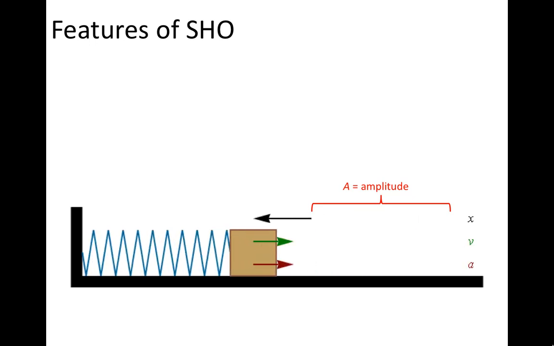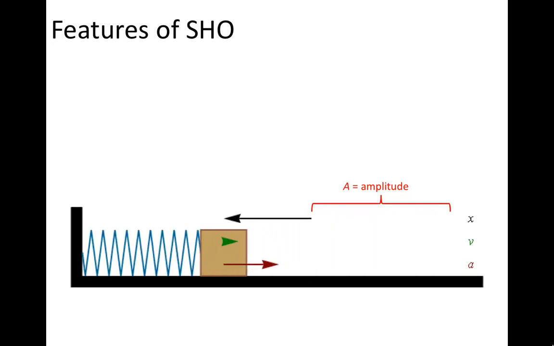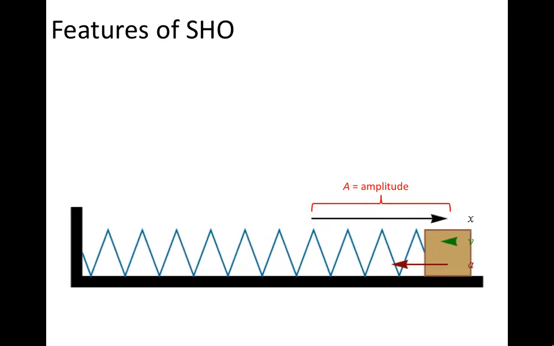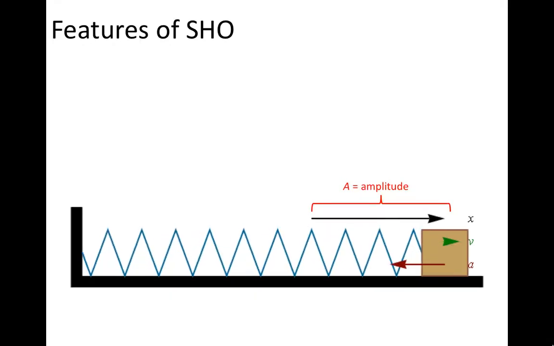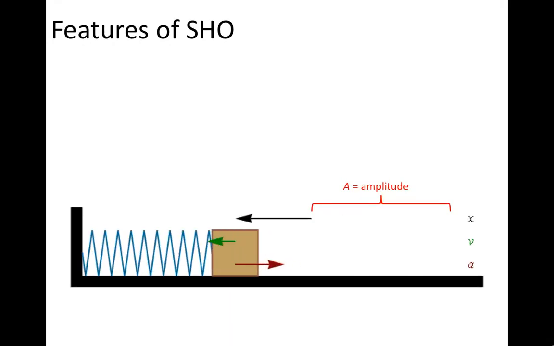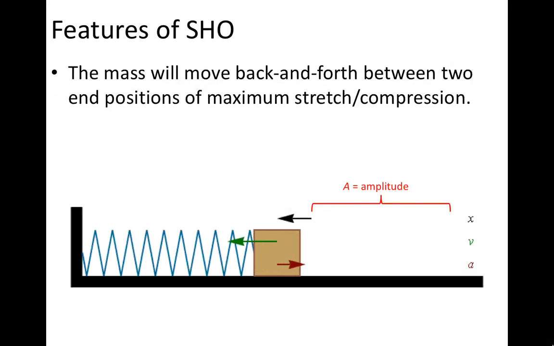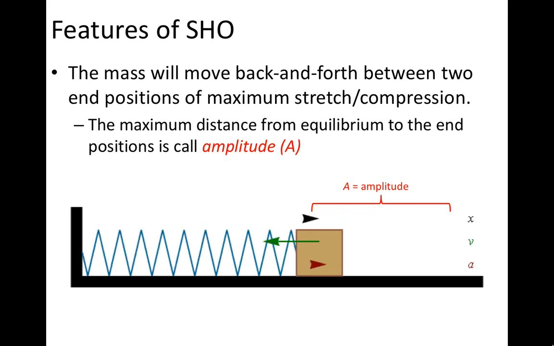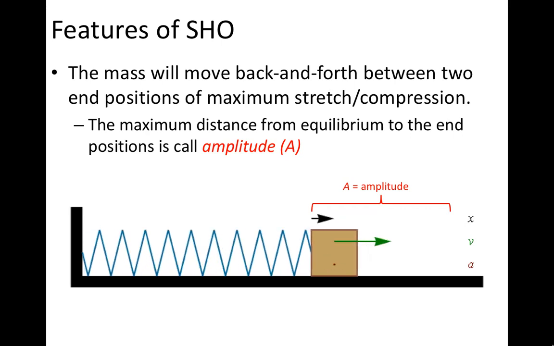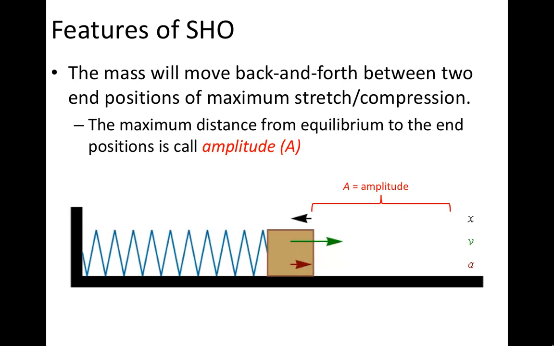And we can look at some of the features of a spring mass system. That's what this is called. It's a mass connected to a spring. We can first look at what's known as amplitude. Amplitude is the maximum compression or stretch. And it goes back and forth between plus A and negative A, back and forth the same distance each time.